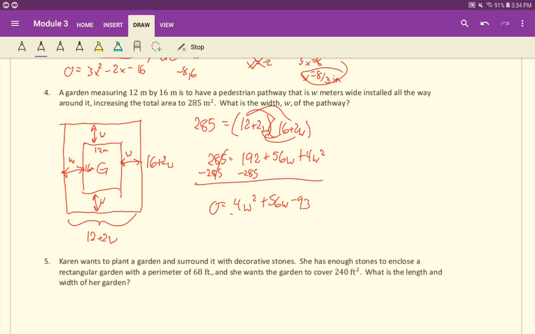So we'll have to do the AC method with 4 times negative 93. So negative 372. We need two numbers that multiply to negative 372 but add to 56. And this might take a little bit of guessing and checking here. So, I don't know. Let's try. 372 divided by 7. No. 372 divided by 2. 372 divided by 4. By 6. There it is. So it's going to be 62 and negative 6.